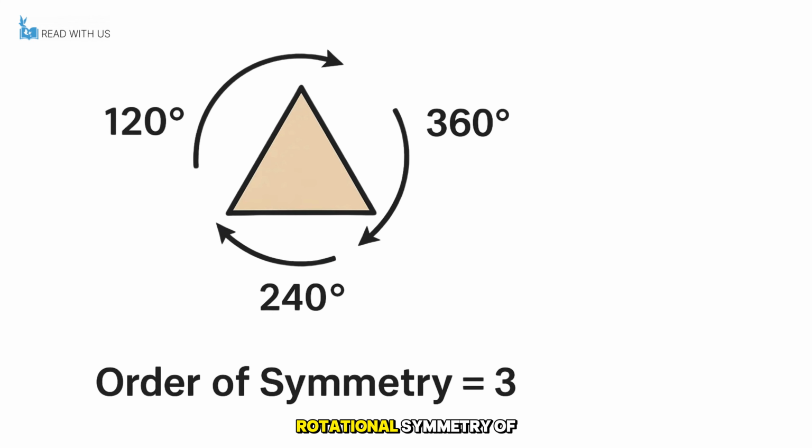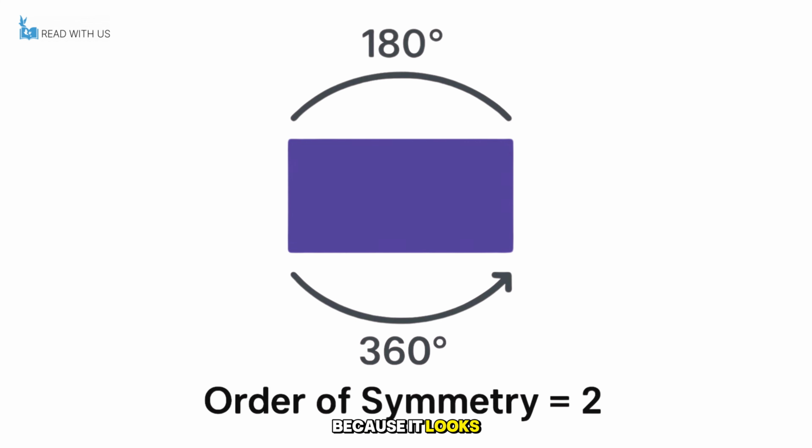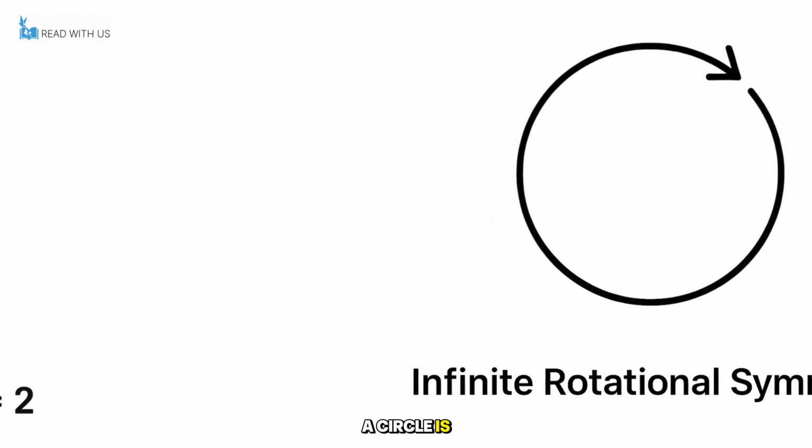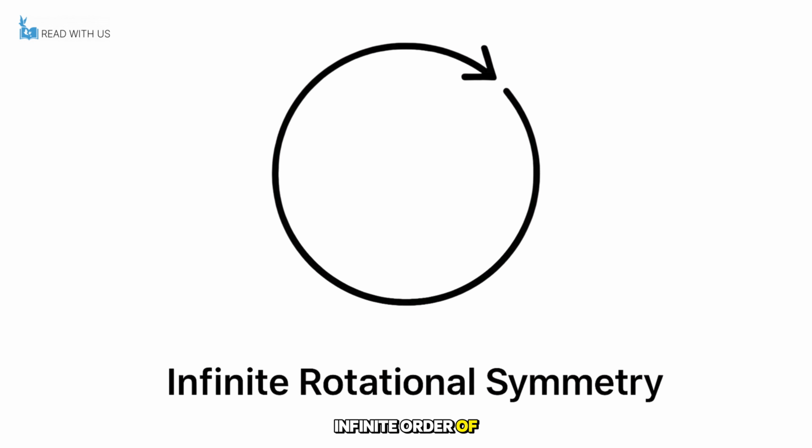A rectangle has rotational symmetry of order 2 because it looks the same after 180 degrees and 360 degrees. A circle is special. It has infinite order of rotational symmetry because it looks the same after any rotation.